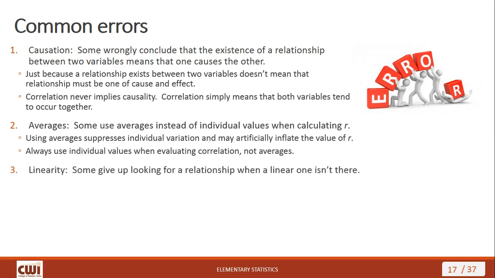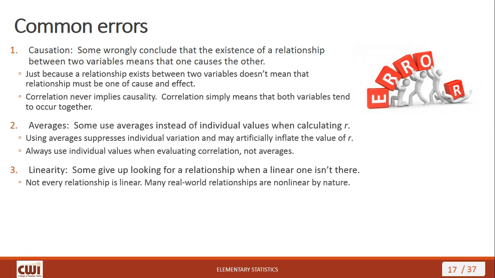A third type of common error involves linearity. There are those who say, well, if there's not a linear relationship, then there just isn't one. And I mentioned before that's erroneous. There may be a different type of relationship between the variables. Not every relationship in the world is linear.